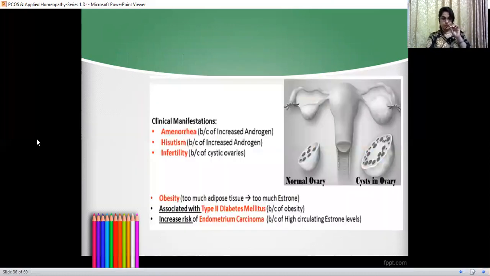So clinical manifestations: we have amenorrhea, that is missed periods, which is because of increased androgen. You have hirsutism because of increased androgen. There is infertility because of cystic ovaries. This is the normal ovary, this is a cyst in the ovary. There is obesity, too much adipose tissue, too much estrone. As we have seen, the glucose in the blood keeps circulating, and that forms the obesity, which is associated with type 2 diabetes mellitus. Increased risk of endometrial carcinoma may be there because of high circulating estrone levels.